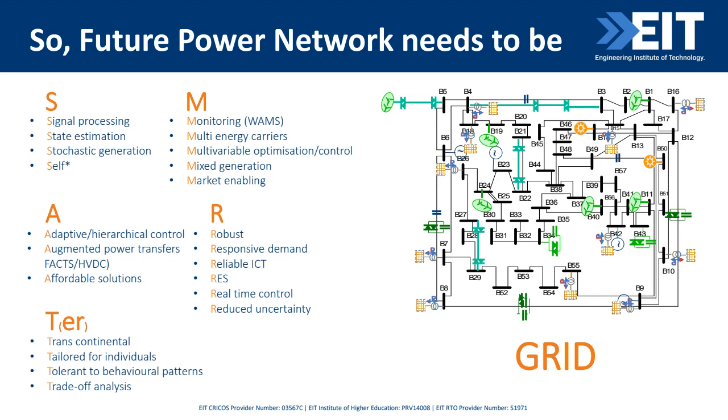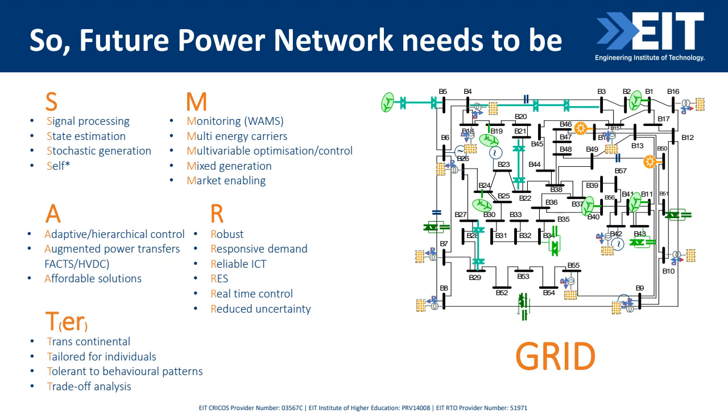So what we want to see is a grid which is very smart. And SMART: S stands for signal processing, state estimation, stochastic generation, and self-healing. M is for monitoring, that is utilizing WAMS. It has multi-energy carriers, multi-variable optimization and control, and mixed generation, and is a market umbrella enabler. A is for adaptive hierarchical control, augmented power transfer, FACTS devices, and it's affordable. R is for robust, responsive demand, reliable ICT, renewable energy systems, real-time control, and reduced uncertainty. T is for transcontinental, tailored for individuals, tolerant to behavioral patterns, and trade-off analysis.